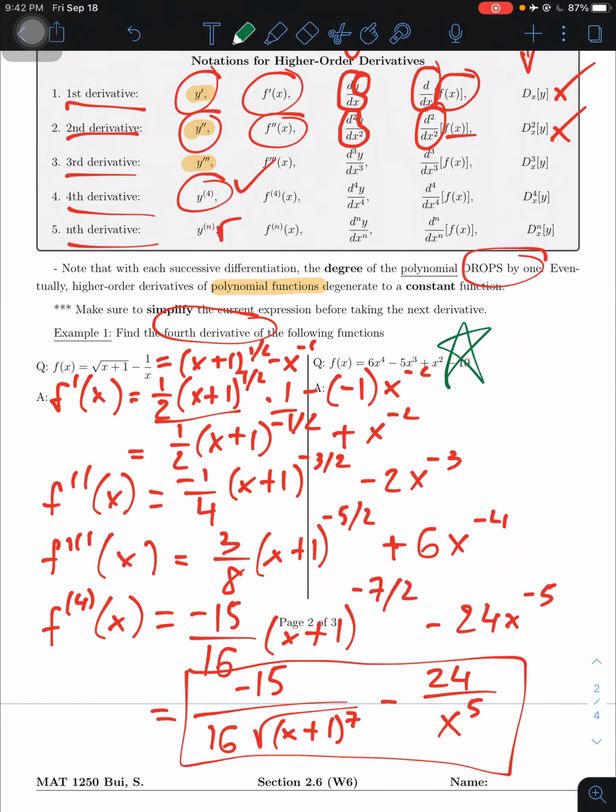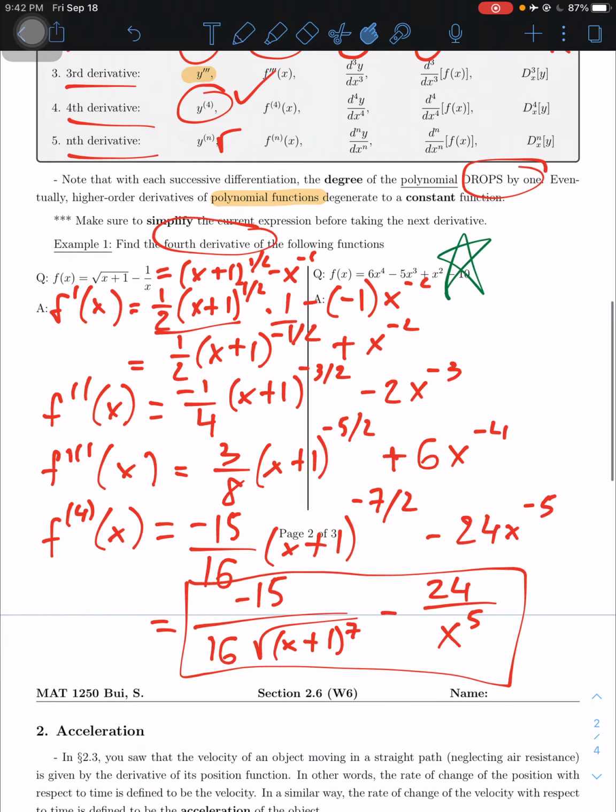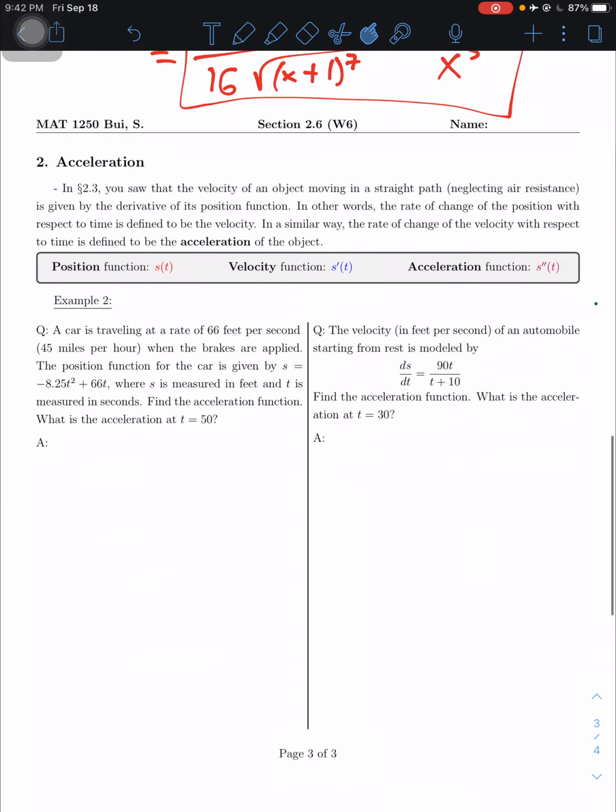And again, if you have any questions on this one, or if I'm too fast, or if I confuse you, let me know. Okay, and next one we have acceleration. The last objective of 2.6 is going to be a quick one.